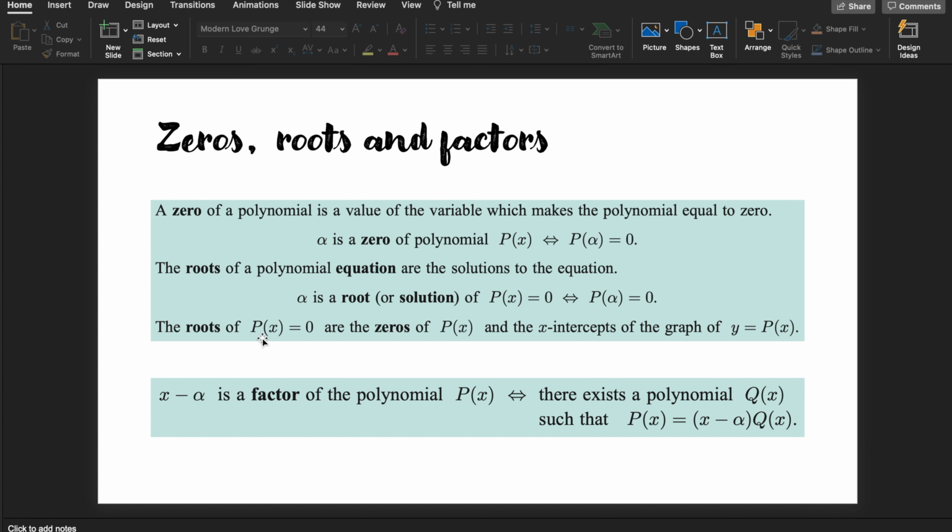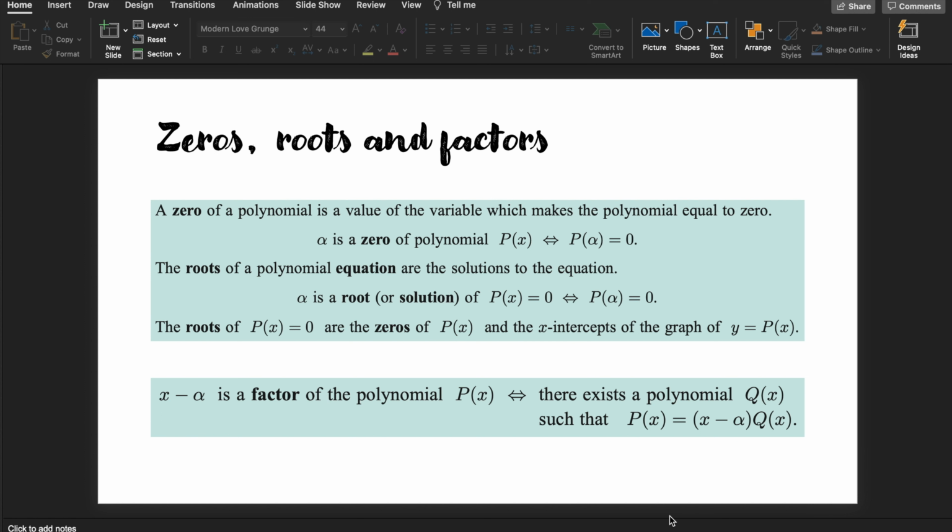The roots of p of x equals 0 are the roots of p of x and the x-intercepts of the graph of y equals p of x. Basically, the value of y becomes 0 when we try to find the solution. Essentially, what we're trying to do is make the value of y equal to 0, meaning that we get certain values of x. Therefore, we get the x-intercepts of the graph as the solutions or the roots of the equation.